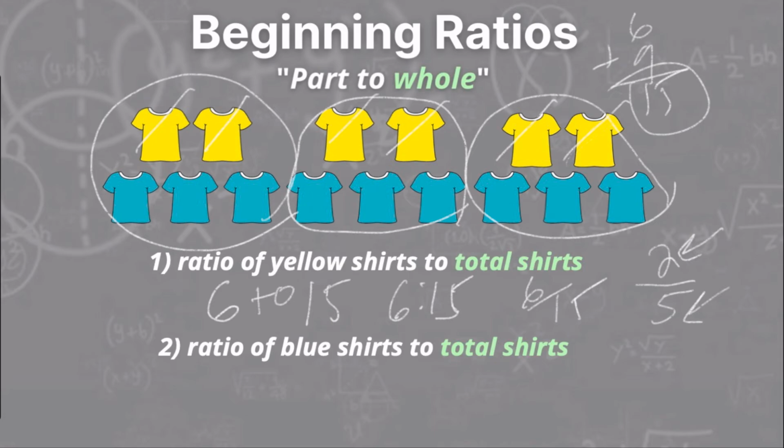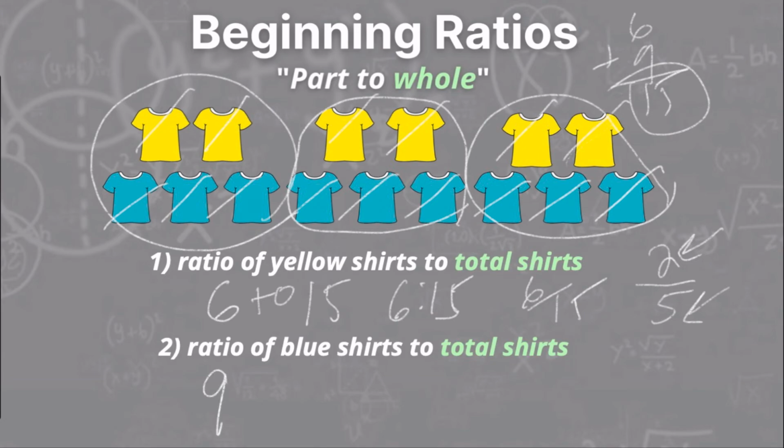Now let's move on to the blue shirts. What is the ratio of blue shirts to total shirts? Well, how many blue shirts do we have? Well, it's the same number as before. 1, 2, 3, 4, 5, 6, 7, 8, 9. So the first number in our ratio is going to be for the blue shirts, which is 9.